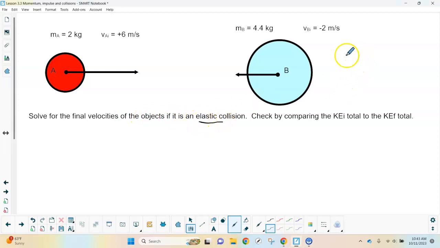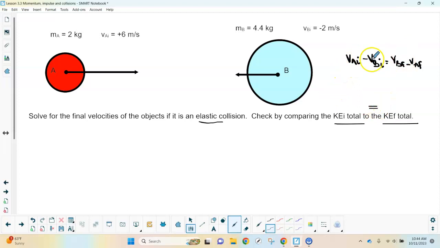So we're going to use the equation VAI minus VBI equals VBF minus VAF. And we're going to use that in conjunction with the conservation of momentum equation. So those are going to work together. We're also going to check to compare the total kinetic energy initial and total kinetic energy final, which should be equal, because there shouldn't be any conversion of kinetic energy into non-mechanical forms.